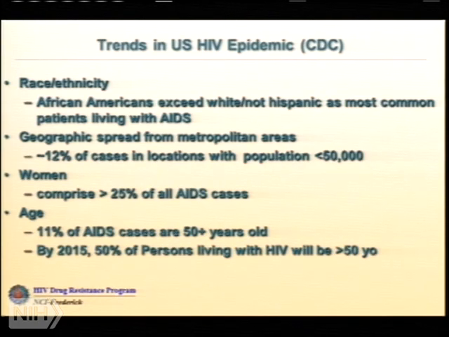But some interesting trends in the epidemic. African Americans now exceed whites as the most common patients with HIV. Those of you who've been living in the district know that the District of Columbia has the highest prevalence of HIV in the entire country. The fastest growing group of people getting HIV in the District of Columbia is African American. Women in general comprise about 25% of all the cases, and it's an aging epidemic. By next year, 50% of the people living with HIV will likely be over 50.